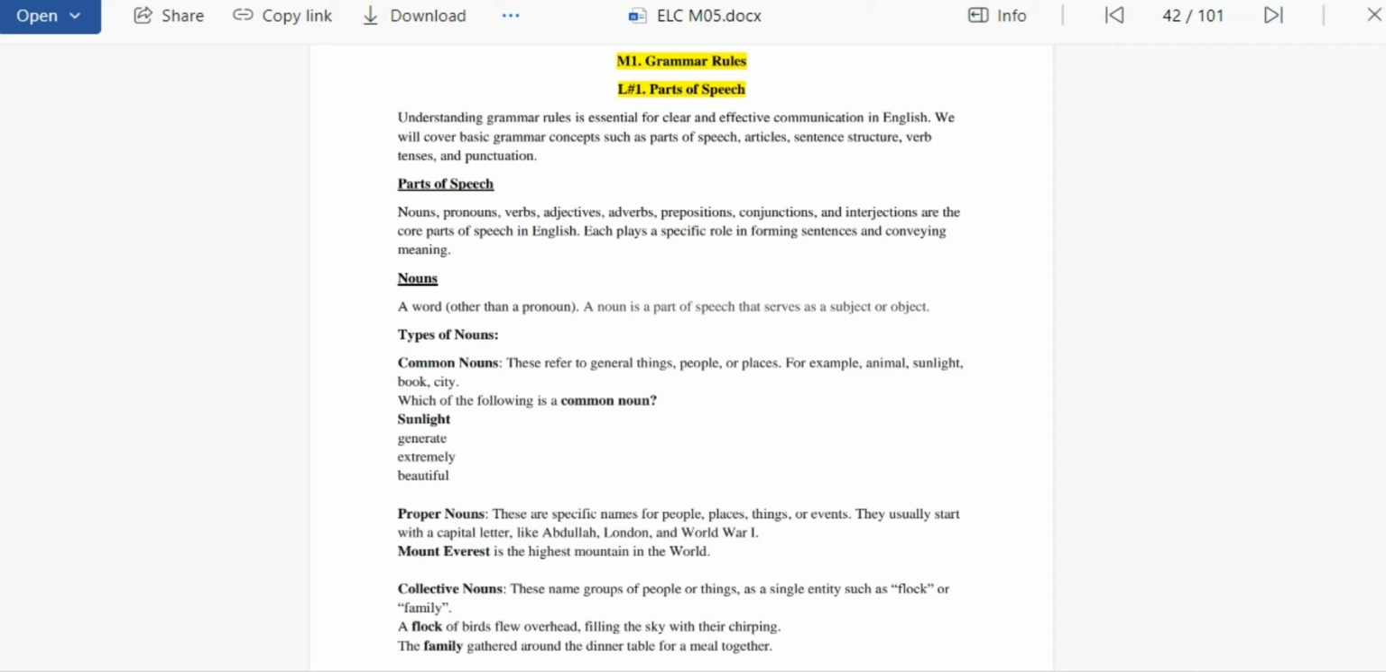Next is collective noun. Collective noun means a group of people or a group of things that is referred to as a single entity. For example, a group of family members is referred to as a single entity, family. Flock of birds, परिंदों का झुंड, and family. These are the collective nouns. This is all about noun.